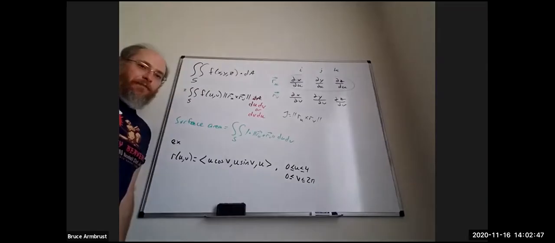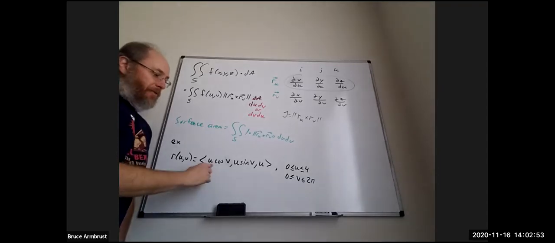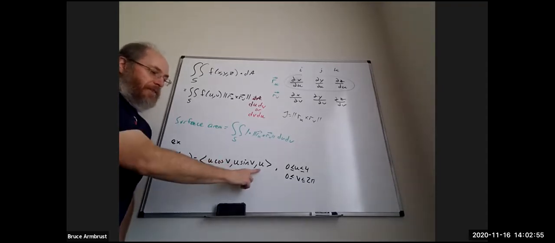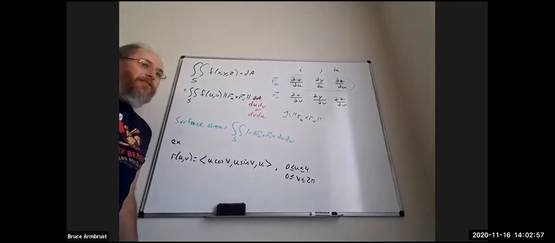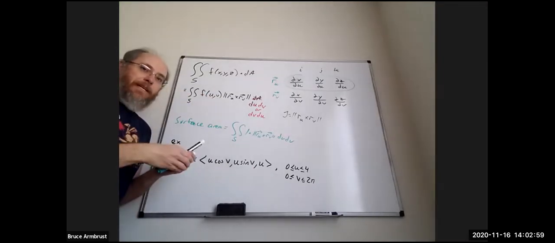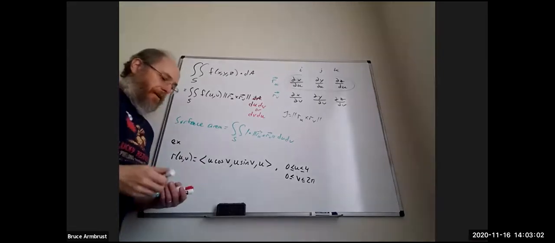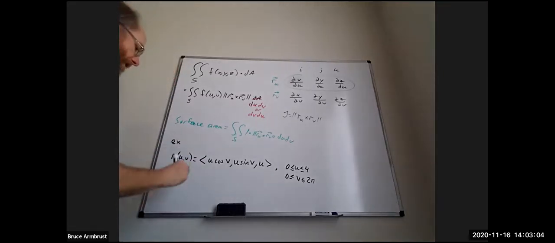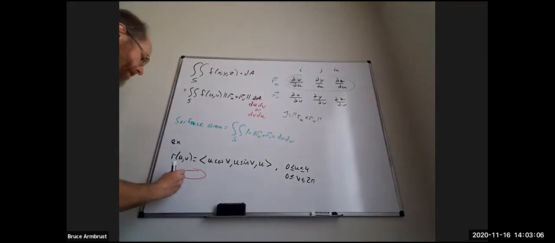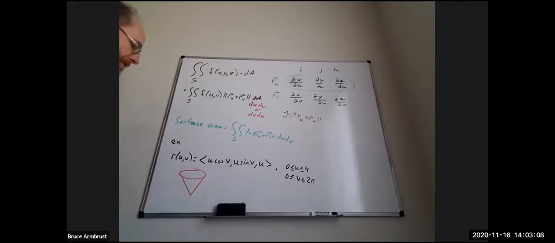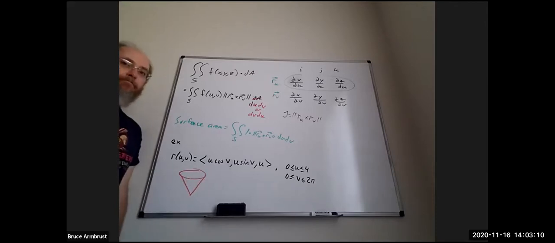All right, and Jesus just typed that into the chat box too. Yeah, this is actually a cone. If you think about it, the radius of the circle is changing with the height. So as we're going higher up, our radius is getting bigger. And so what this looks like is that.